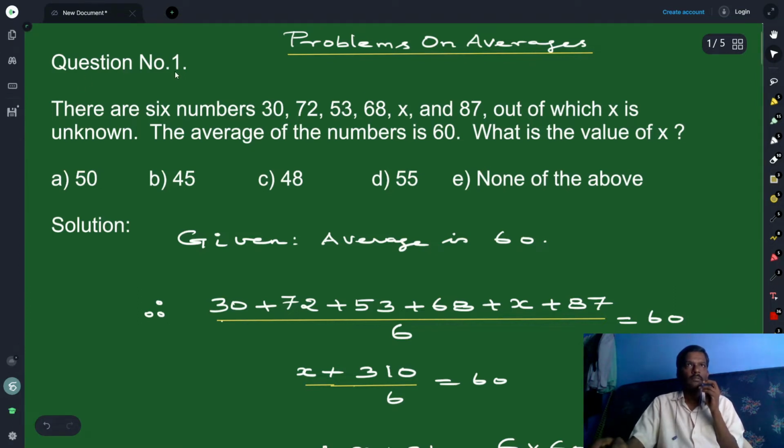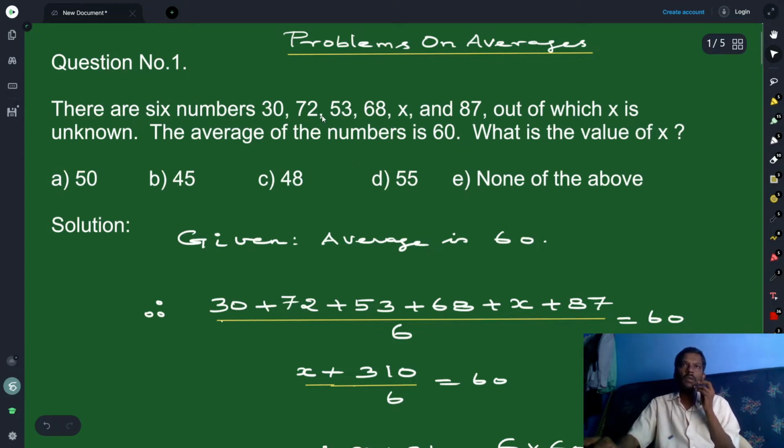Question number 1. There are 6 numbers: 30, 72, 53, 68, x and 87, out of which x is unknown. The average of the 6 numbers is 60. What is the value of x? The options are A 50, B 45, C 48, D 55 and E none of the above.